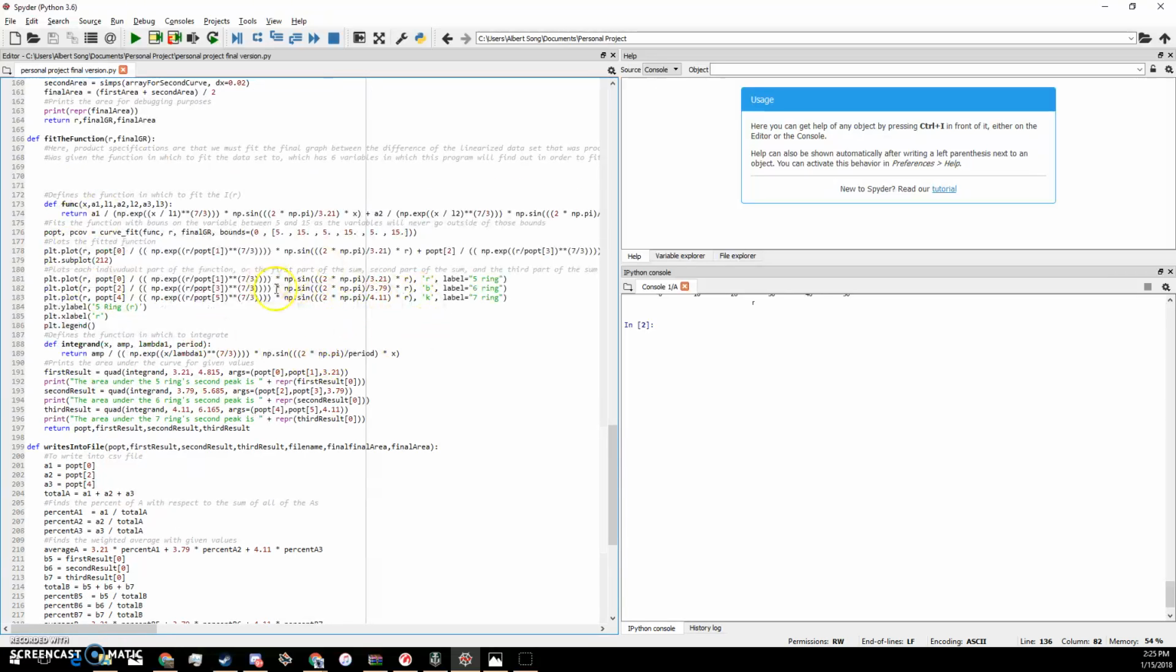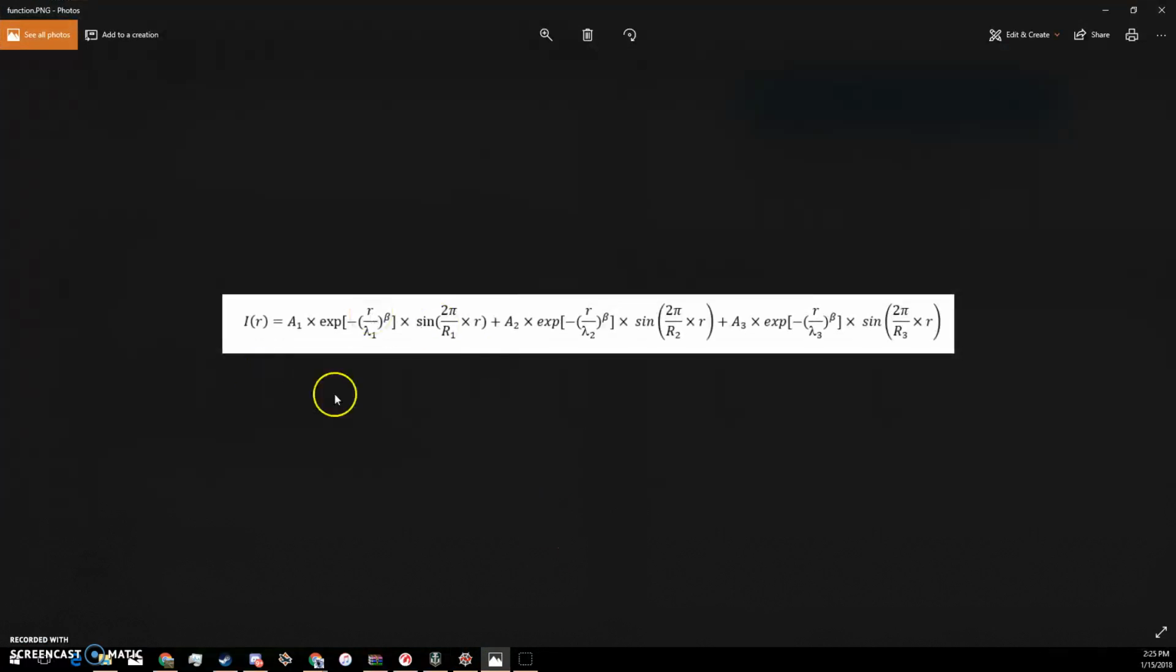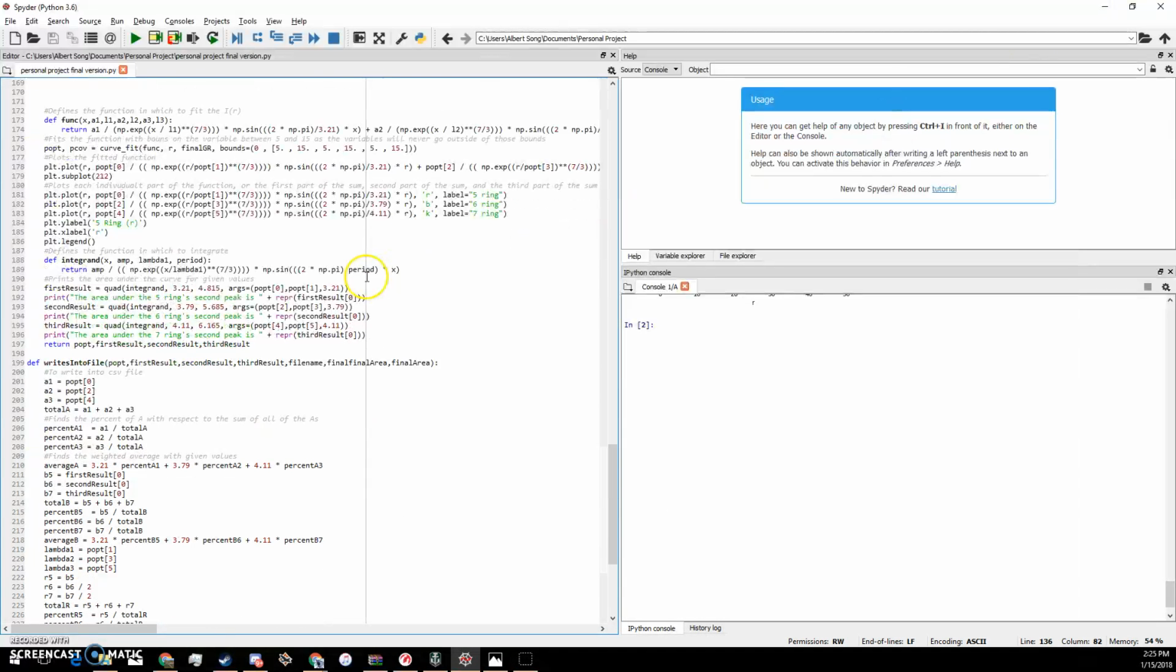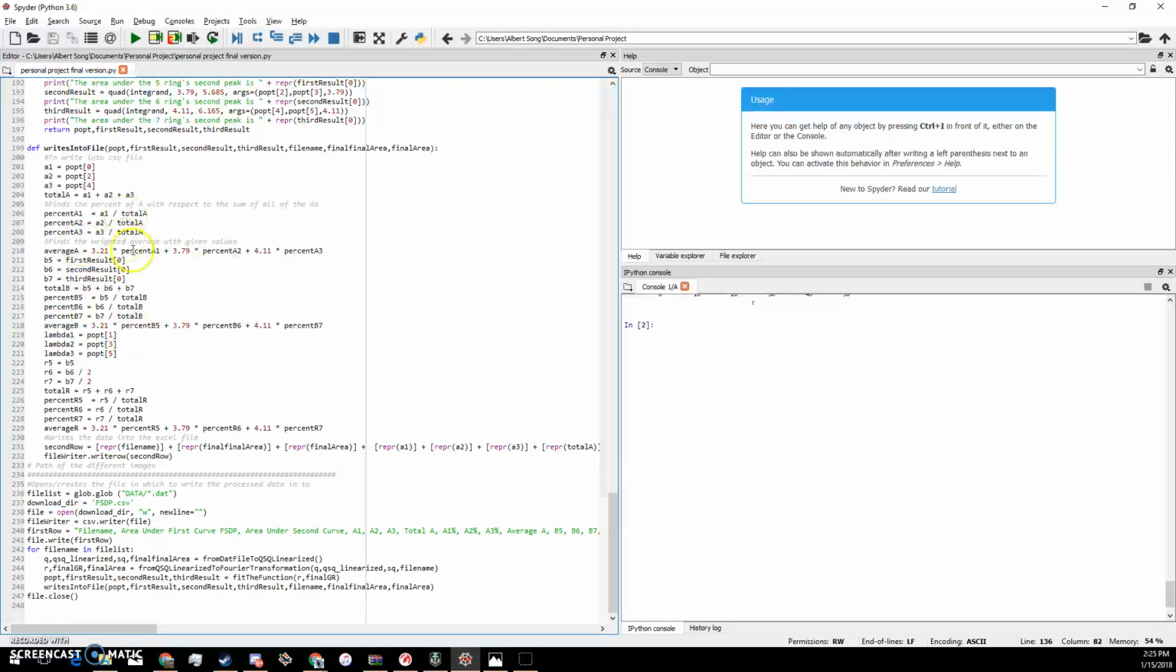Next we have the next definition, which fits the data to this given function. These betas, there and there, are 7/3. It was a given. Finally, I have a definition that writes all of the data into an Excel sheet called fsdp.csv.